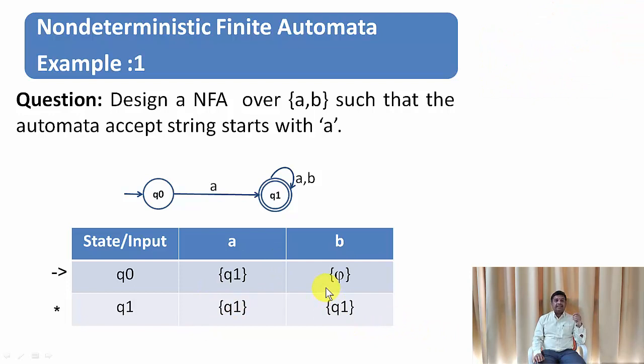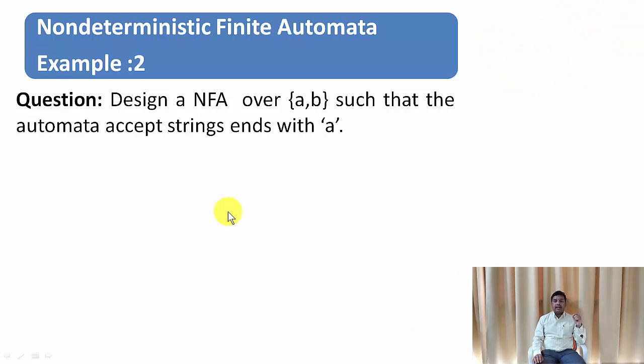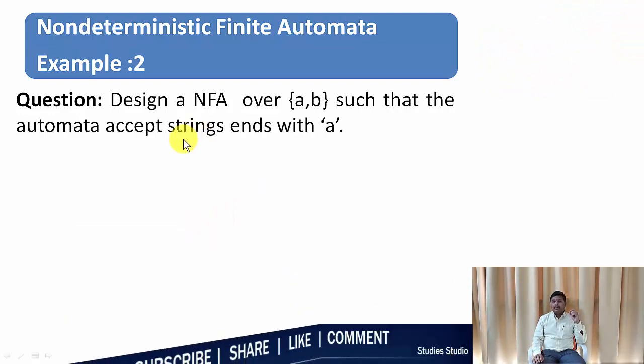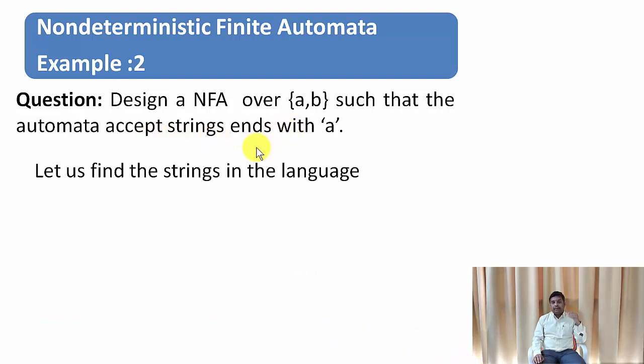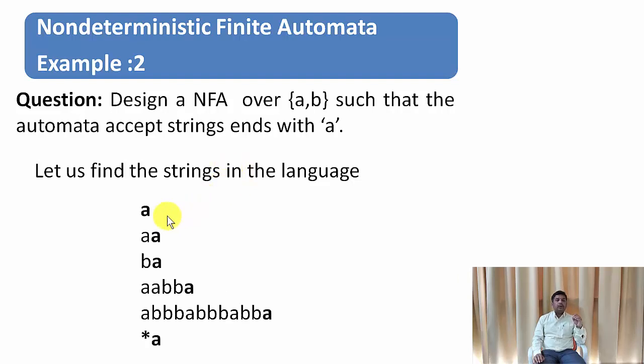Let us do another example. Design an NFA over A and B such that the automaton accepts strings that end with A. Let us try to find the strings accepted in this language. We will have A, AA, BA. It means anything before the last A. The minimum string length accepted by this NFA is 1. It means we need one transition, and for one transition, we need at least 2 states.